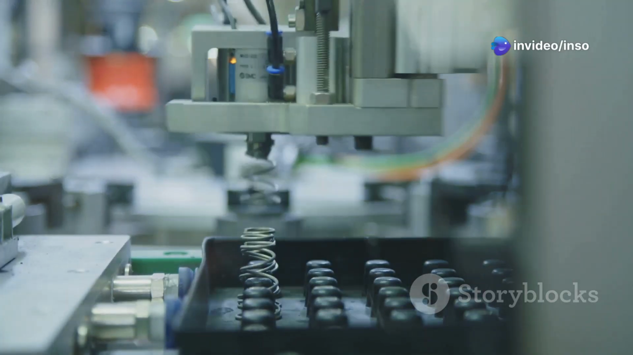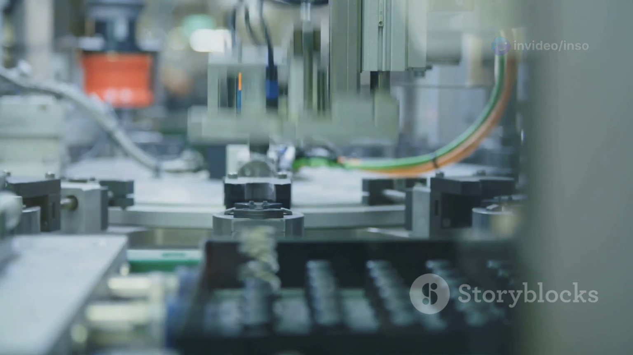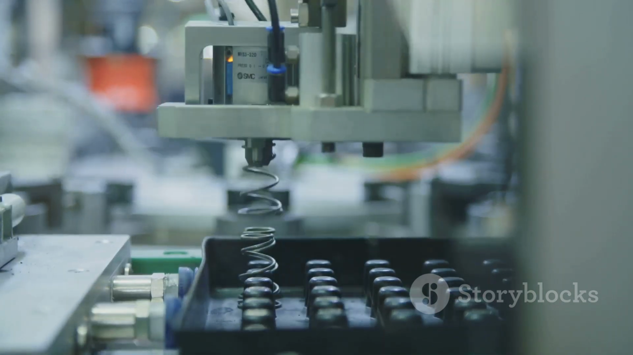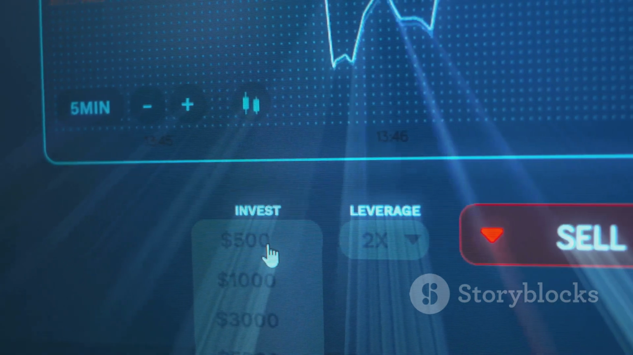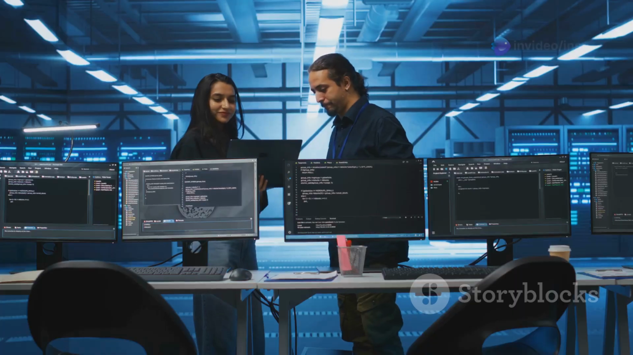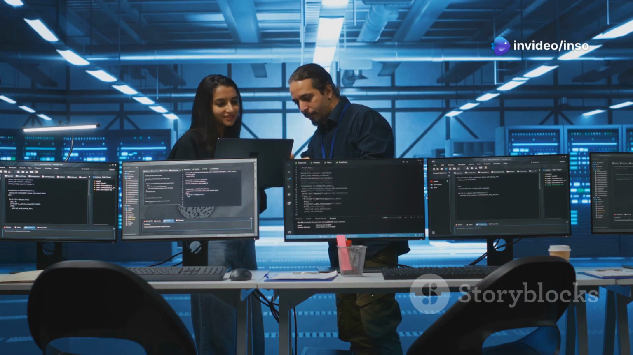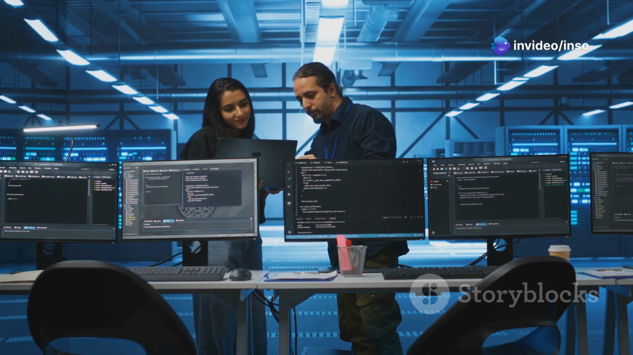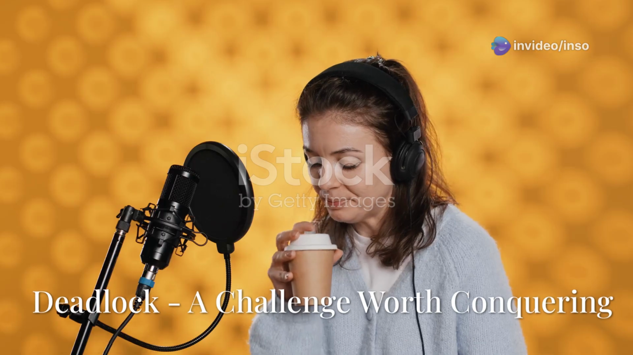In a manufacturing plant controlled by computers, a deadlock could bring the entire production line to a halt. This could result in significant financial losses. Understanding and managing deadlocks is vital for ensuring the reliability and efficiency of critical systems.